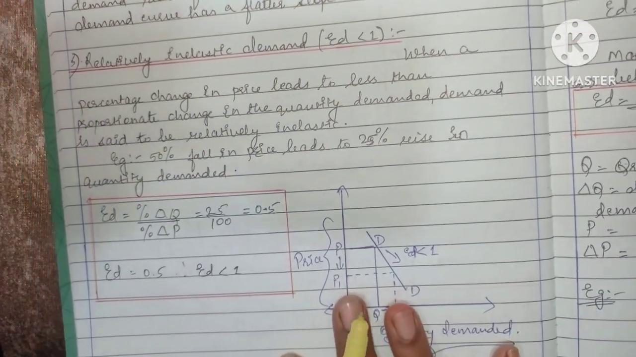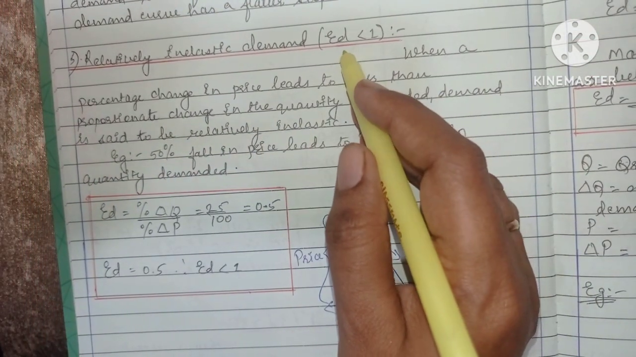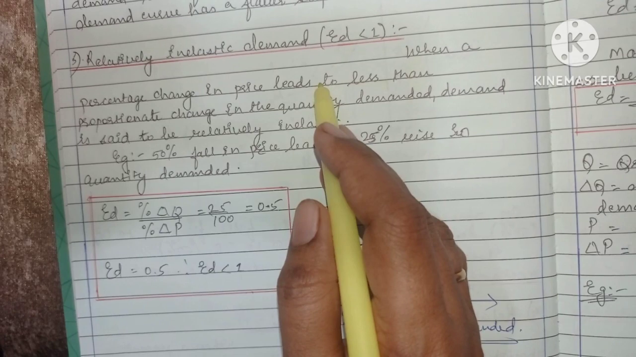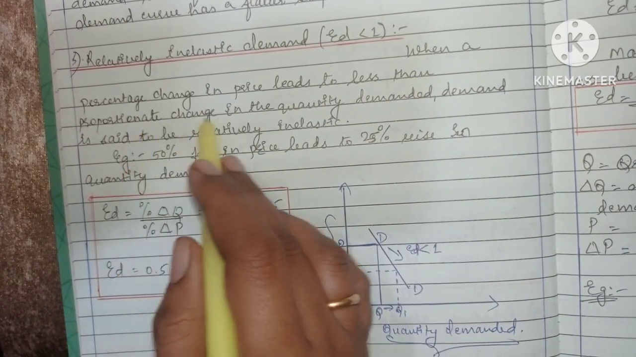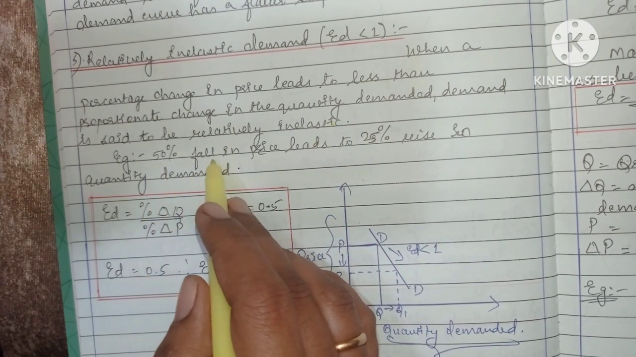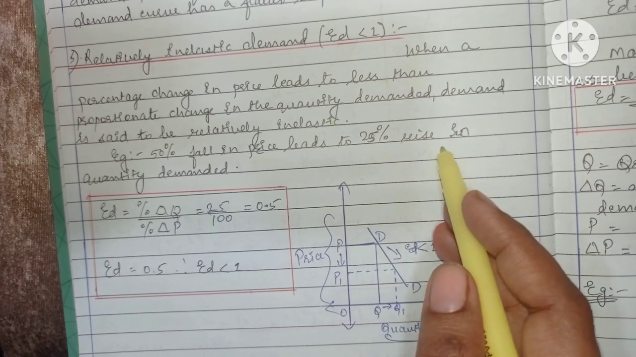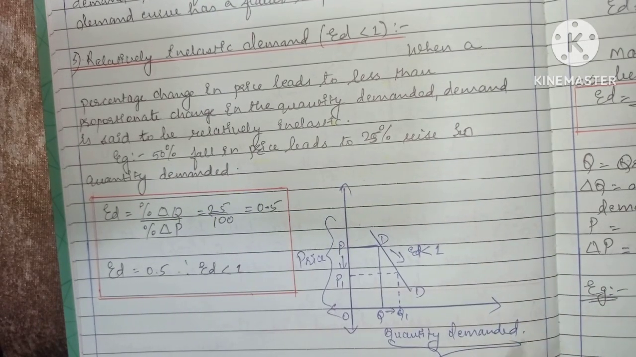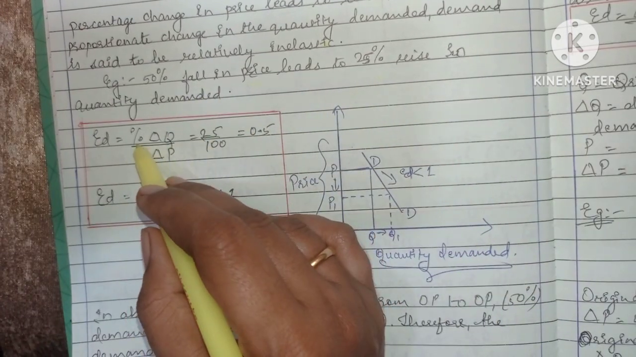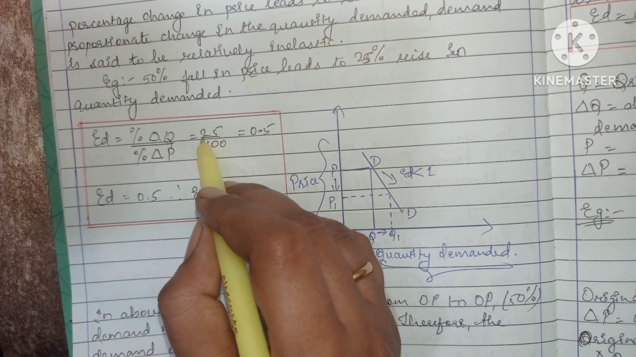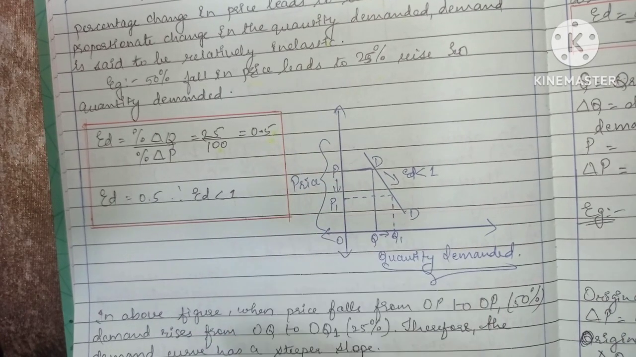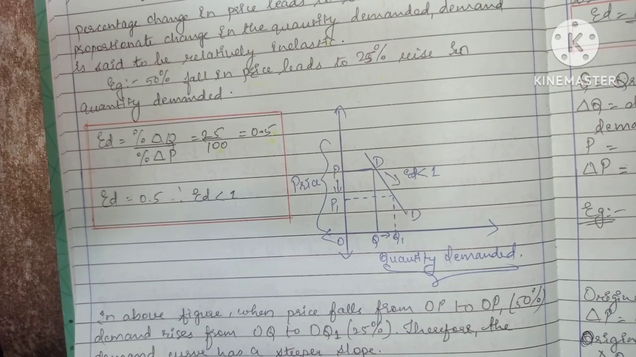Then comes relatively inelastic demand. So here ED is less than 1. When a percentage change in price leads to a less than proportionate change in the quantity demanded, demand is said to be relatively inelastic. A 50% fall in price leads to a 25% rise in quantity. So here also a fall and a rise are there, but the percentage changes are 50% and 25%. So ED is change in quantity divided by change in price, 25 divided by 50, which gives you 0.5, and 0.5 is less than 1. So ED is less than 1.